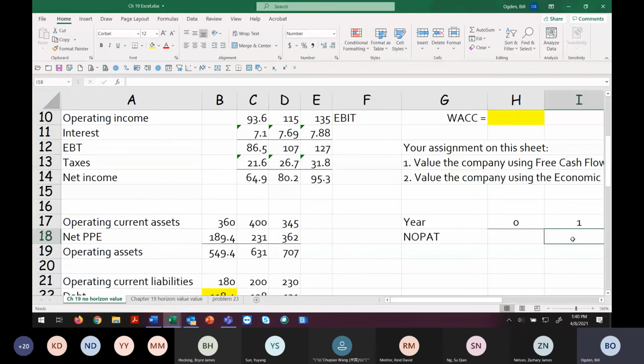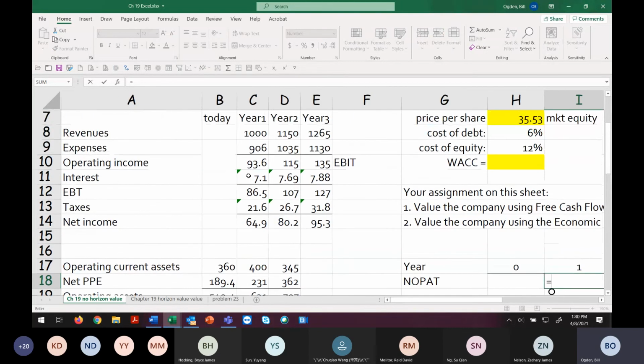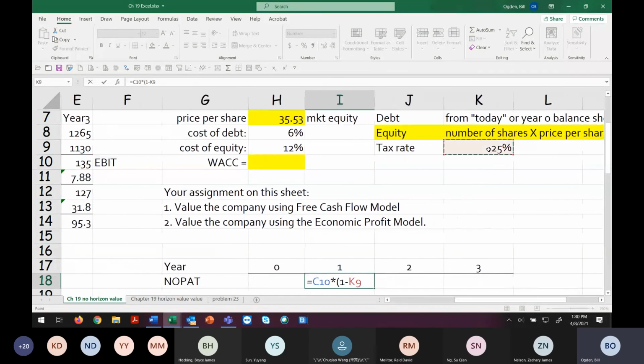That's what it is. But what are we going to do to get net operating profit after tax? We will multiply it by 1 minus t, won't we? Okay, so let's start our first year. Let's get our operating income times 1 minus, and let's get our tax rate. And remember to lock it. F4, Command T, dollar sign, however you do it.